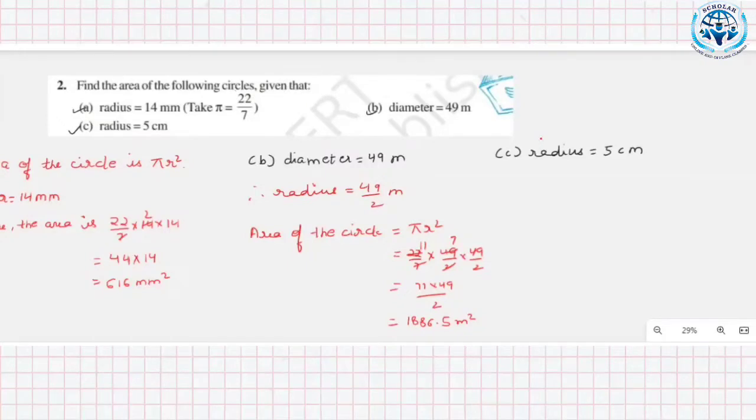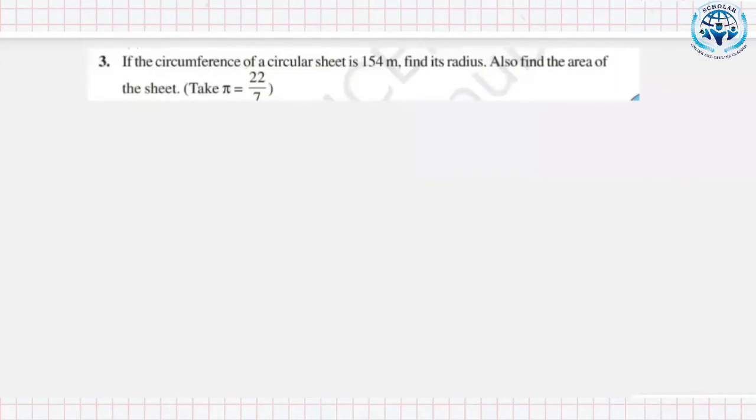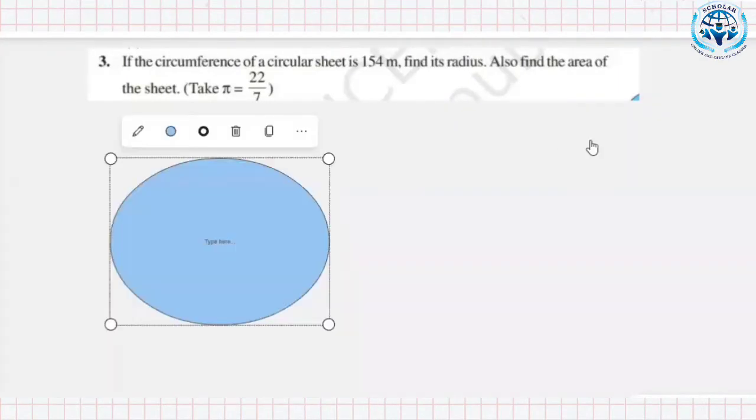In the third one, the radius is given 5 centimeters. It is very easy. We will put this value of the radius in the area of the circle, pi r square, 22 by 7 into 5 into 5. And we will get the area of the circle as 78.57 centimeters square.